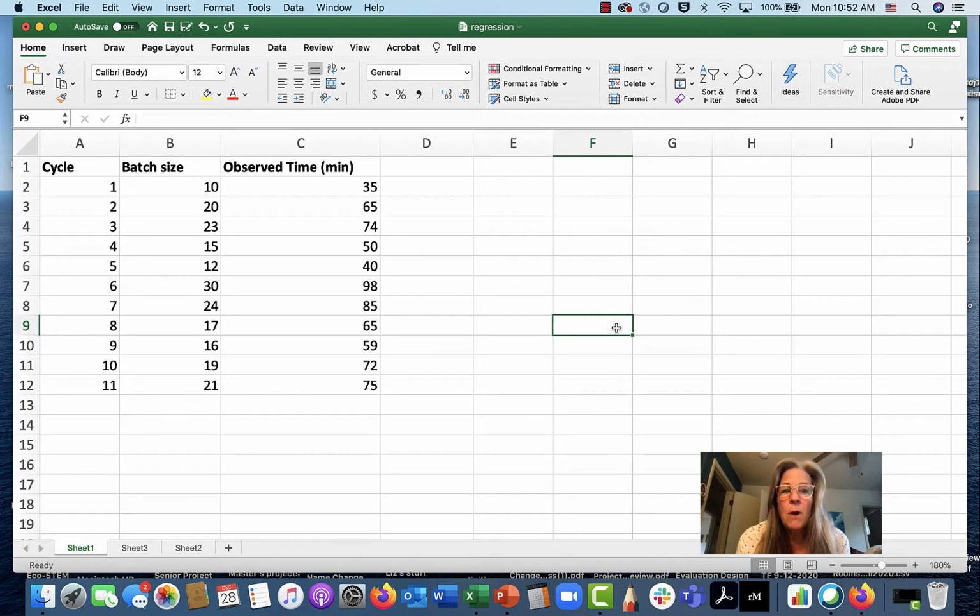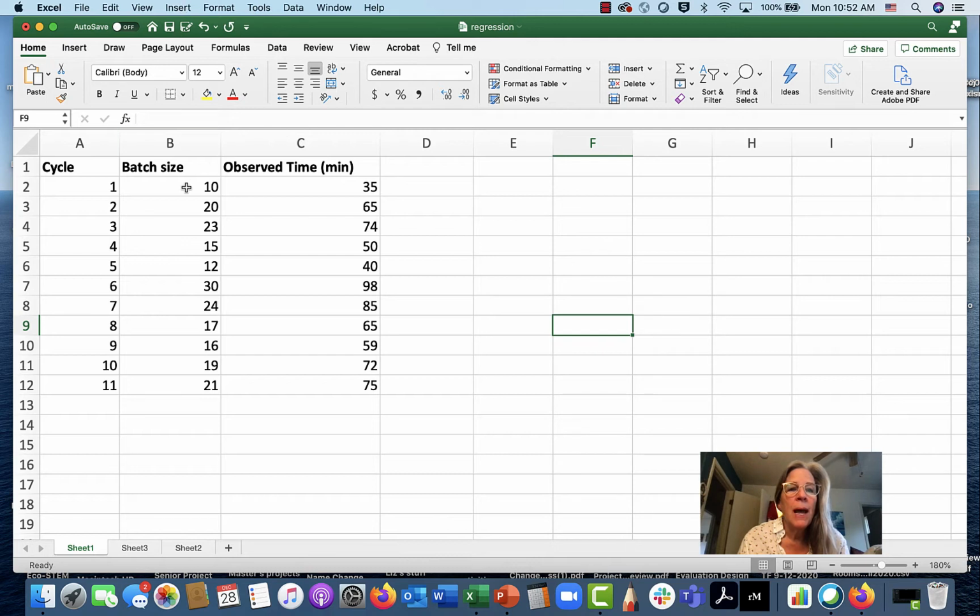And in column C, I have the observed time in minutes each time that I timed this cycle. And then in B, I also noticed that each cycle had a different batch size. So there was a different number of units that were being processed. And so I want to know if there's anything I can glean from this. So what I'm going to do is create a fitted line that has batch size as the X value and observed time as the Y value.